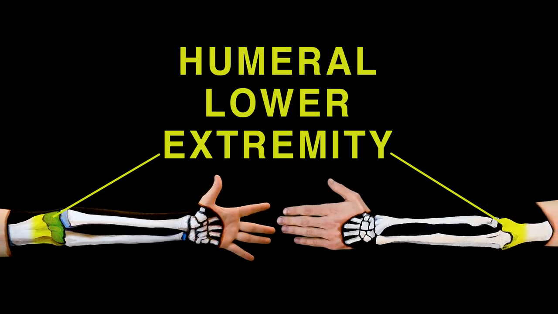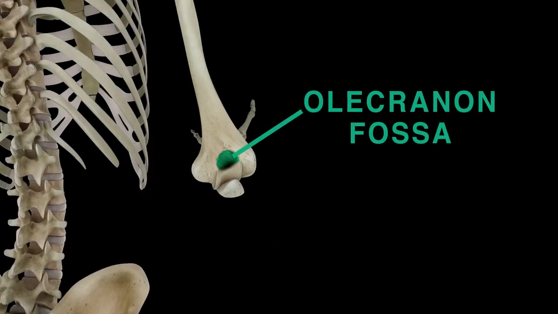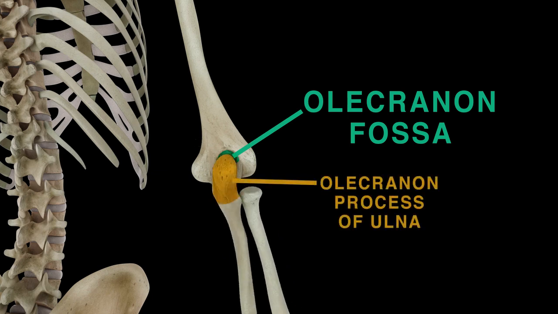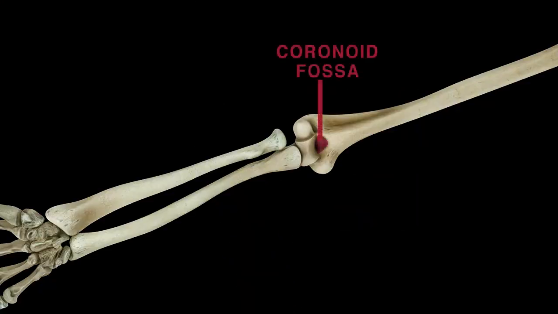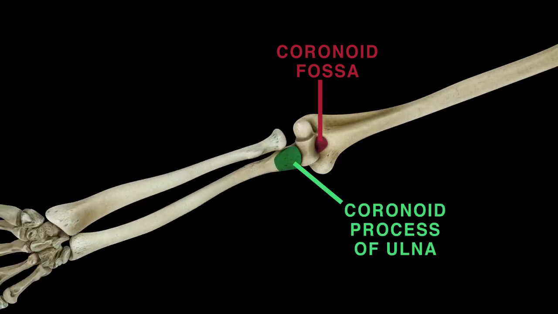Now let's cover the humeral lower extremity. The olecranon fossa is a hollow found on the posterior of the humerus. When you extend your elbow, it accommodates the olecranon process. The coronoid fossa is a medial hollow on the anterior surface of the distal humerus. When you flex your elbow to the max, it receives the coronoid process of the ulna.